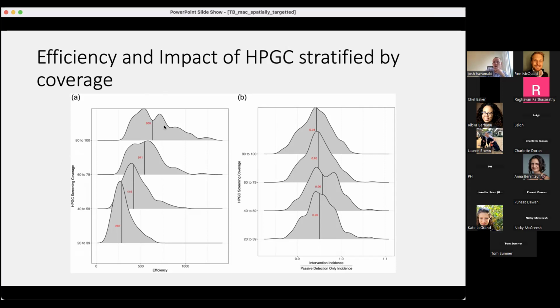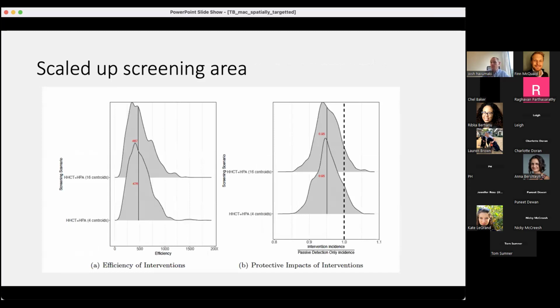scenarios. So I will just talk about two key sensitivity analyses that I think crystallize the story. First, we looked at scaling up the screening area. So instead of looking at one grid cell in the high prevalence grid cell screening, we looked at 4 grid cells. We also looked at 16 grid cells, and we did the same in terms of efficiency. We also did that in terms of impact, and there's really not a large change in impact at all.